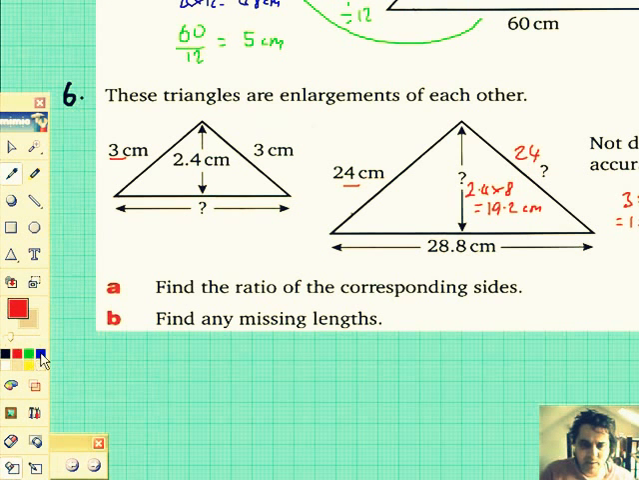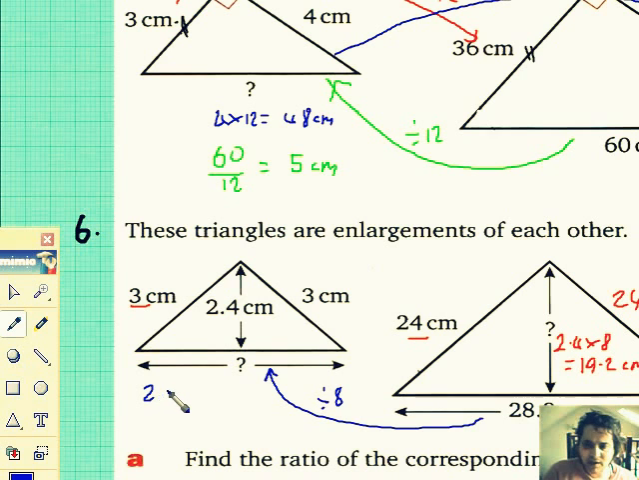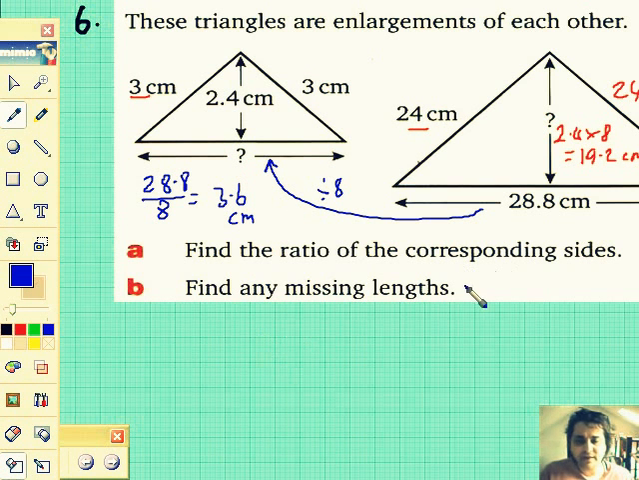Now what about working backwards? I will use an arrow here because I've got space. I'm going to shrink it down by 8, therefore divide by 8. So here's my calculation: 28.8 divided by 8. Here's our answer. That's exactly 3.6. Lovely. 3.6 centimetre base for that triangle. Find any missing lengths. Job done.